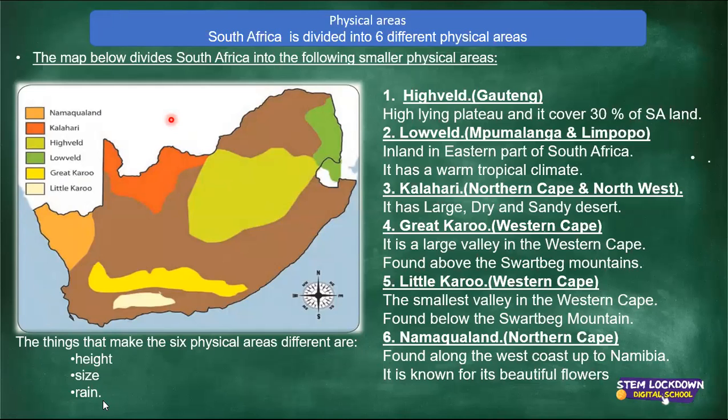Ma'am, I don't understand this. It says the High Veld is a high-lying plateau, and it covers 30% of South Africa's land. The High Veld. Yes, ma'am. What is it that you don't understand? How does it cover 30% of SA land? Because Gauteng is broad. It's very big. Okay, ma'am. Do you understand now? Yes, ma'am. Thank you very much.